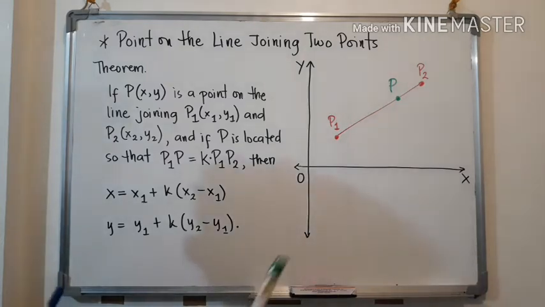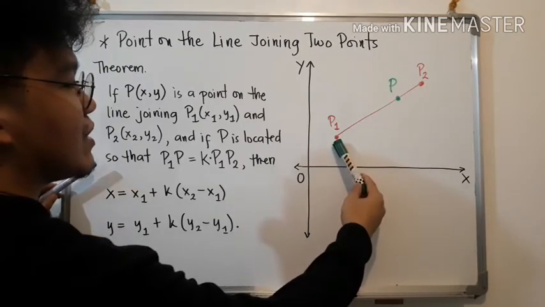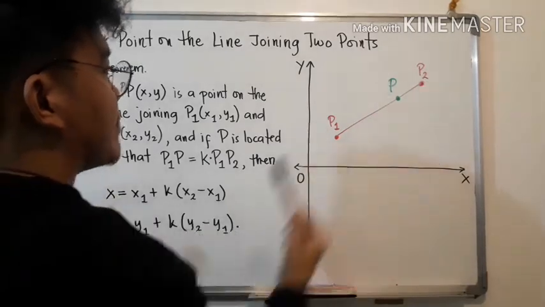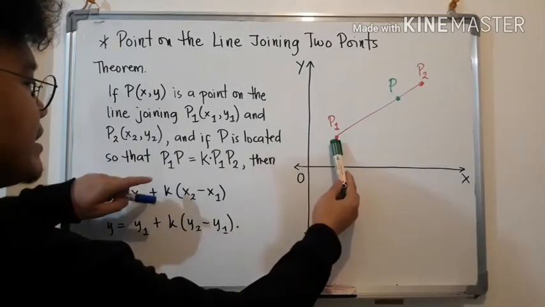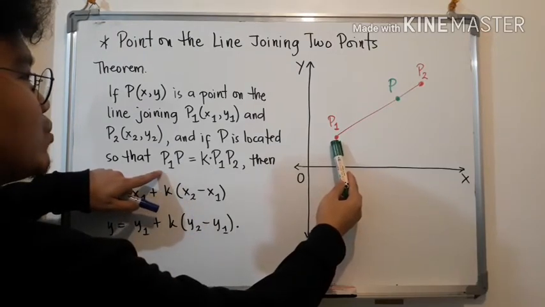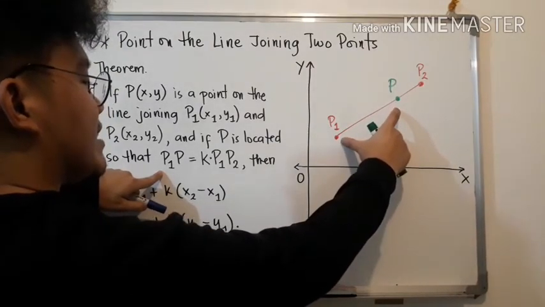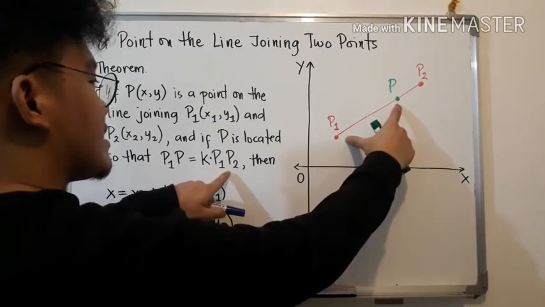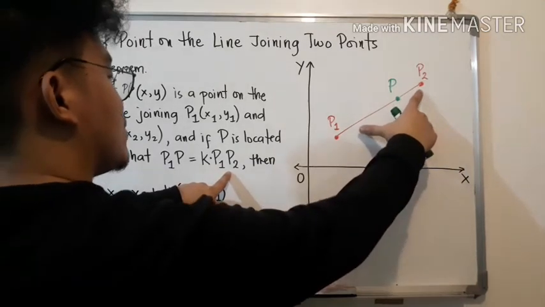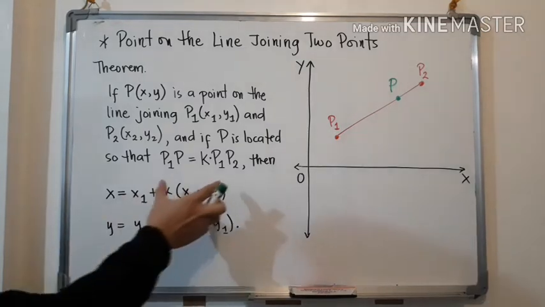Now let point P be a point on the line joining points P sub 1 and P sub 2. And so the distance from point 1 to point P is a fraction. The distance of point 1 to point P is just a fraction of the distance from point 1 to point 2. So, we have this.